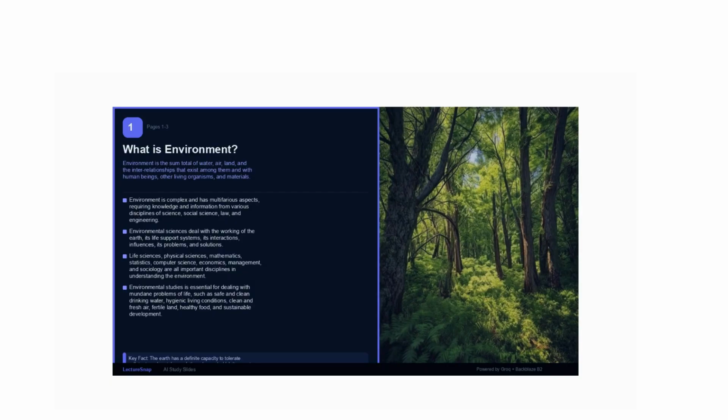Think of it this way. Imagine you're on a hike in the woods, surrounded by trees, birds, and a gentle stream. The environment is all that you see, hear, and feel in that moment. It's the air you breathe, the water you drink, and the soil beneath your feet. But it's also so much more than that. The environment is influenced by our actions, and it affects us.